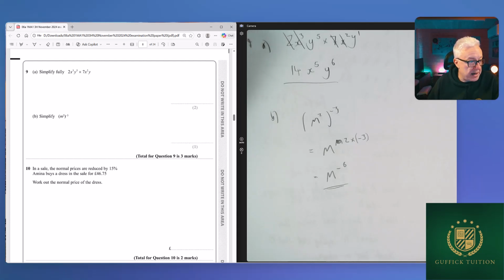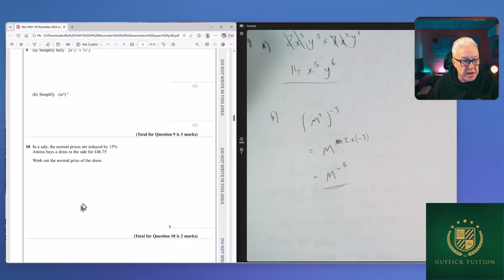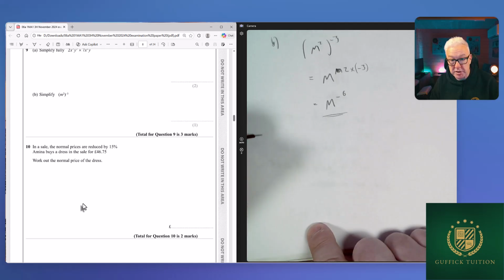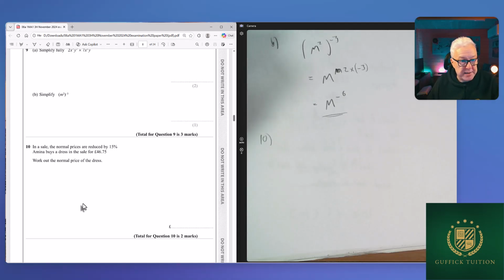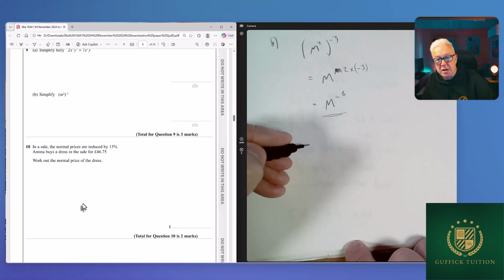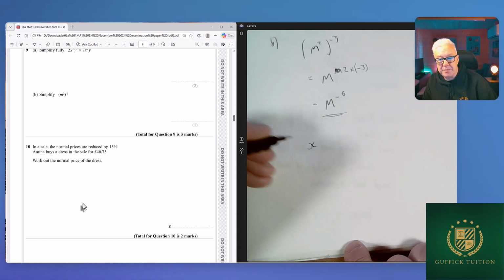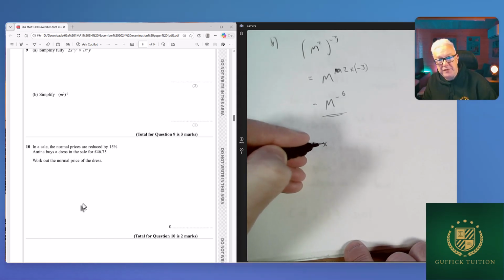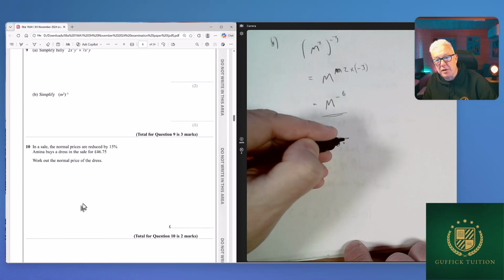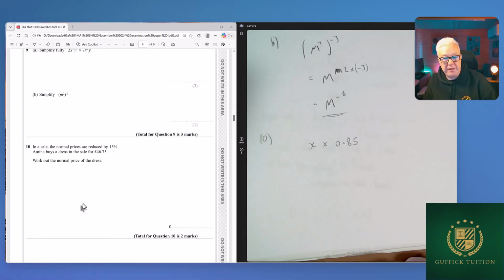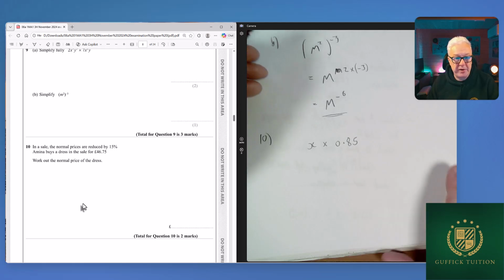All right, what's our next question? Question 10. In a sale, the normal prices are reduced by 15%. Amina buys a dress in the sale for £46.75. Work out the normal price of the dress. So the dress cost X before the sale. 15% was taken off. And if you reduce something by 15%, that's the same as timesing by 0.85.